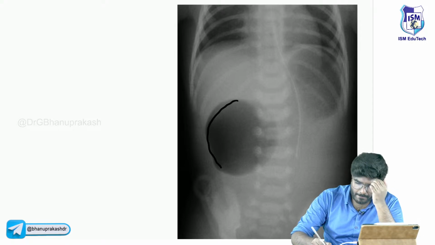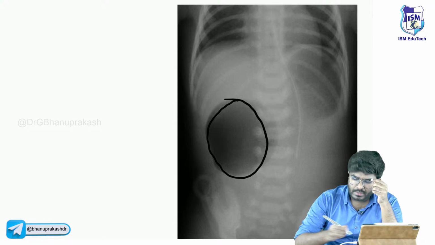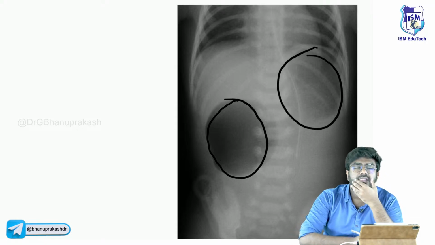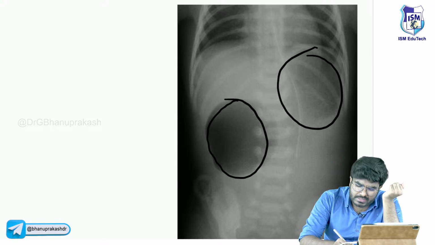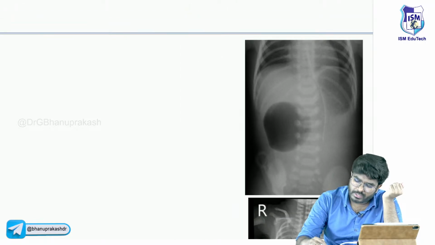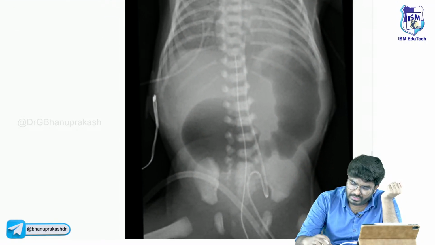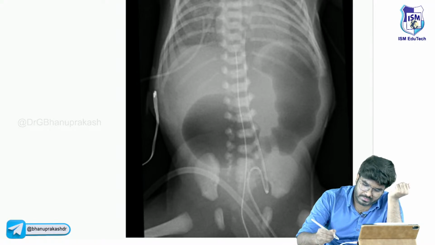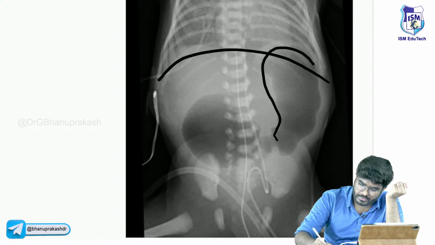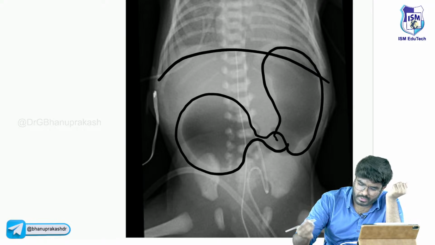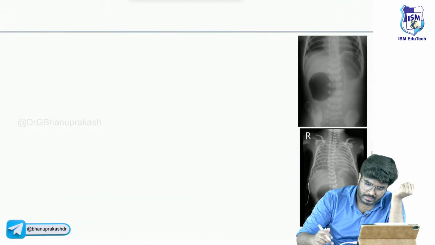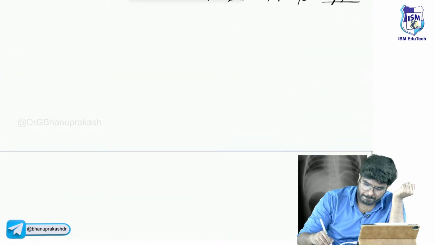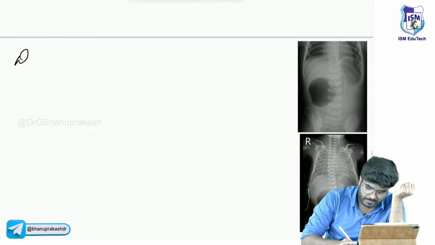There is a bubble appearance shown here, and here you can see one more bubble. So this is a double bubble appearance. Now this double bubble appearance is seen in which condition? Here also you can very clearly see the double bubble appearance. Here one bubble, here one more bubble. This double bubble appearance is seen in duodenal atresia.